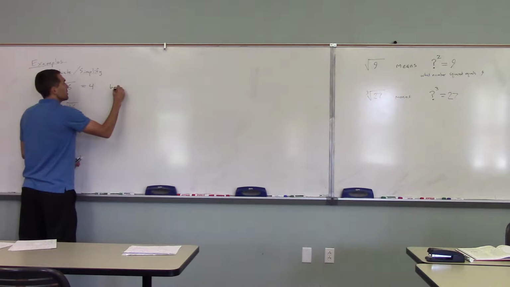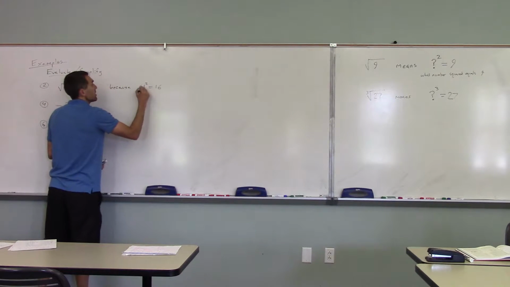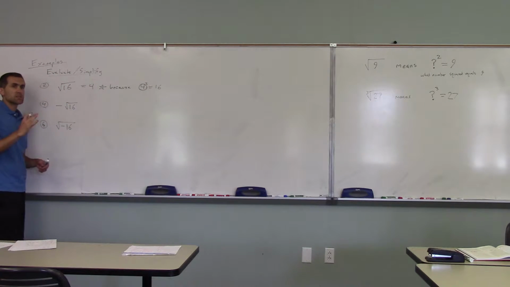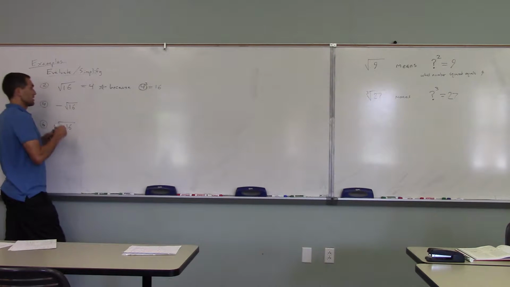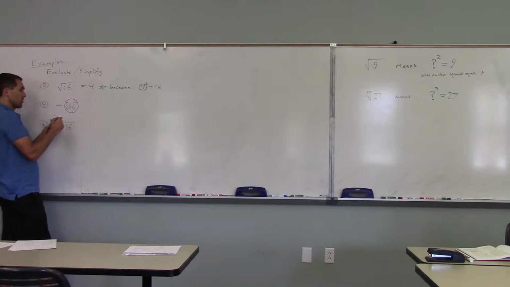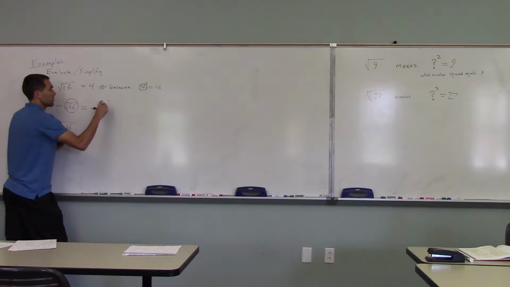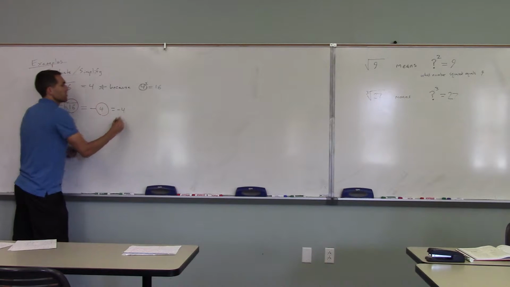Because 4 squared is 16, right? That's the number that if you square it is 16. And we'll get to the whole negative thing in a minute. Okay, what about negative square root of 16? Yeah, it would be negative 4 because the square root of 16 is 4. So if the negative is still there, and the square root that comes first is 4, then this is negative 4.